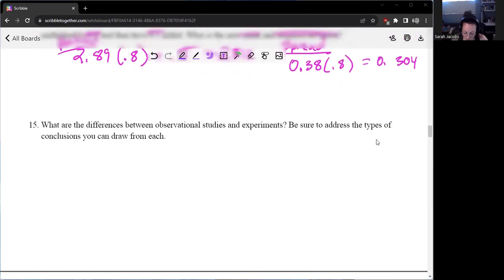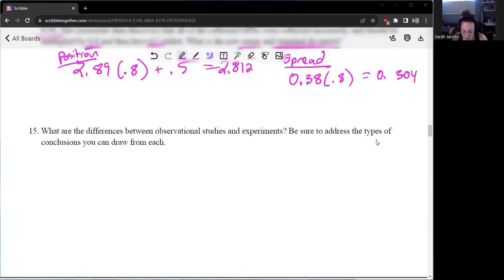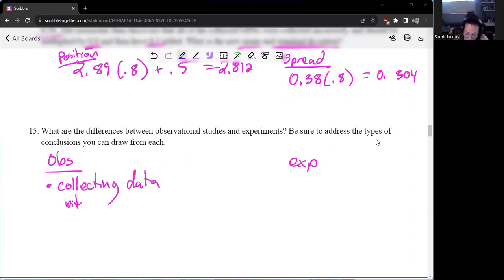Cool. For 15, what are the differences between observational studies and experiments? Be sure to address the types of conclusions you can draw from each. So for observational studies, the key here is you're just collecting data without any manipulation or applied treatments.